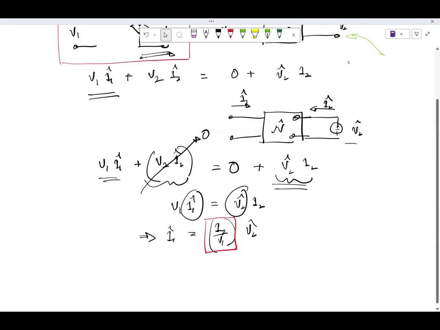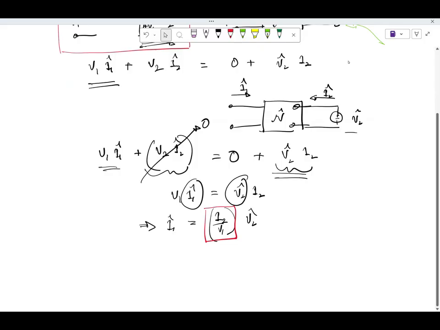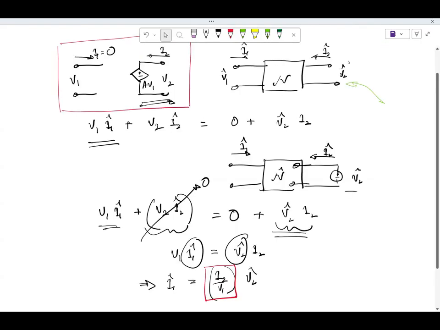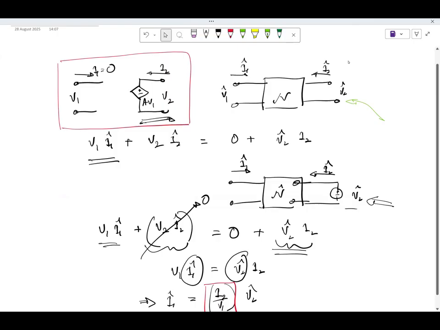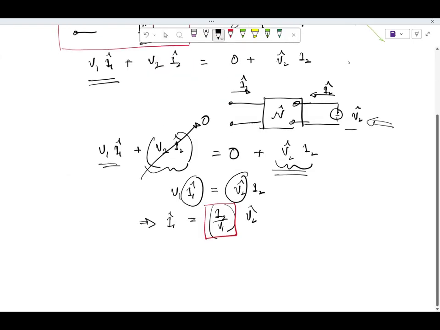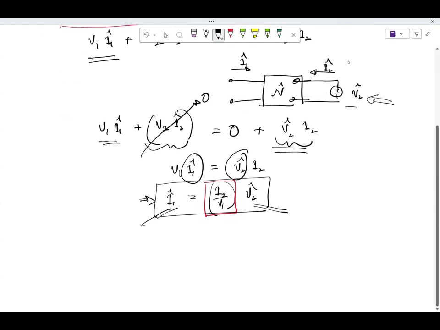So I ultimately want it in a format where the stuff inside this hatted network is known to us explicitly, correct? But if I apply a voltage source here, then what we'll end up with is a format that probably looks like this. This looks like a voltage controlled current source. The voltage is applied, and the current is observed. So if I have to draw a circuit, it should look like this.